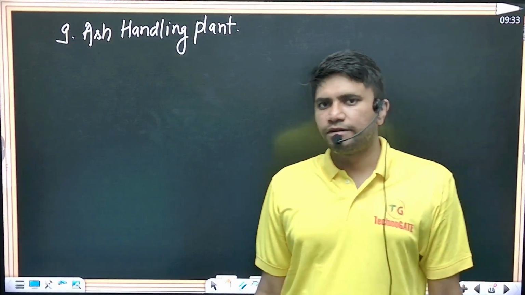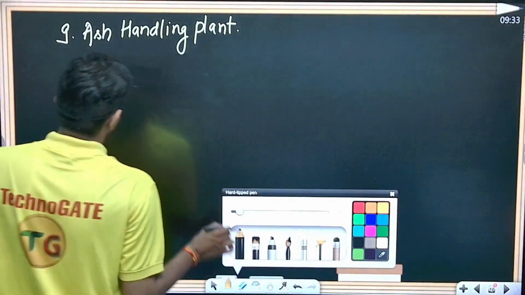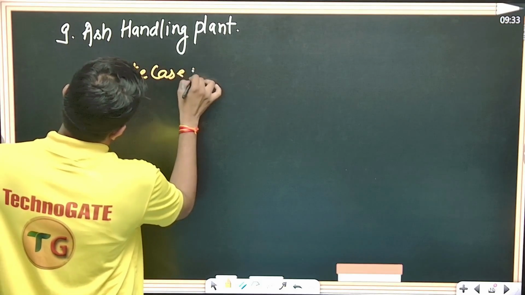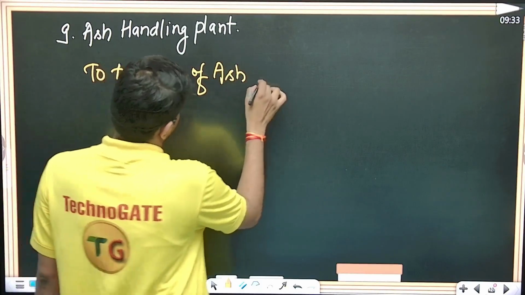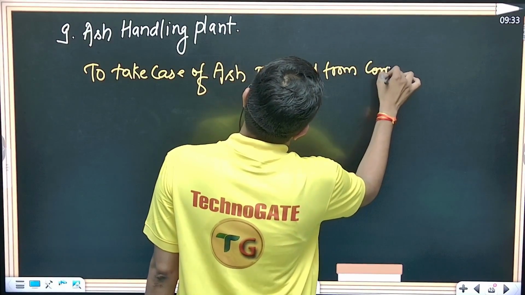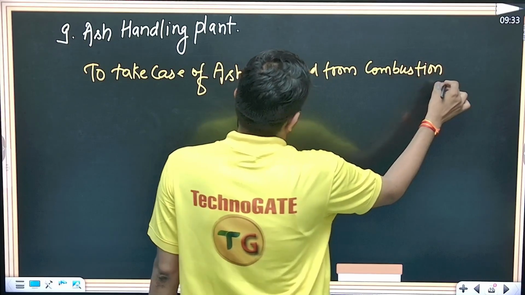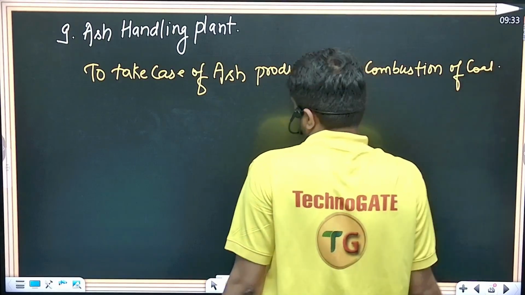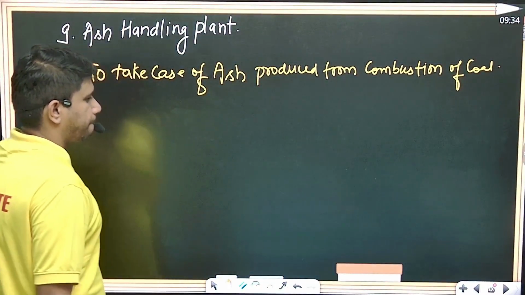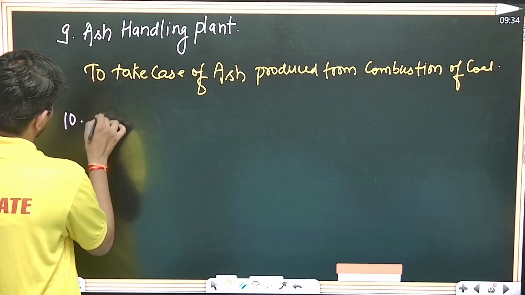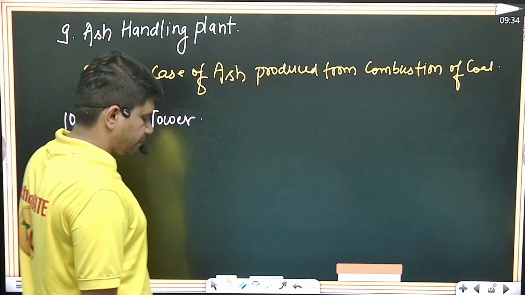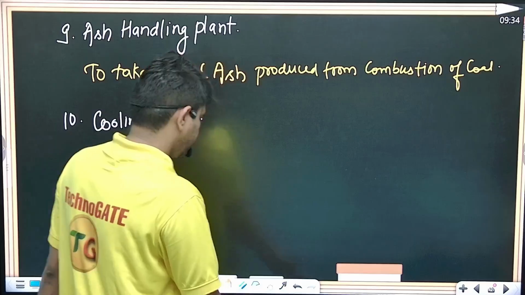So what is the use of an ash handling plant? To take care of ash produced from combustion of coal. Number 10, cooling tower.